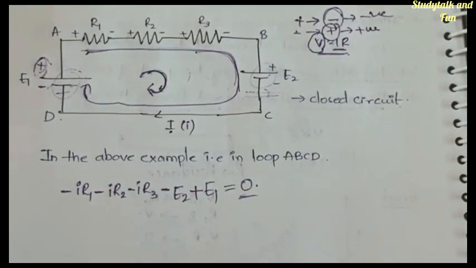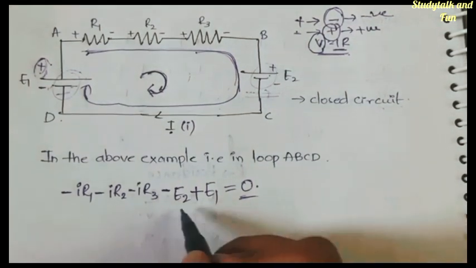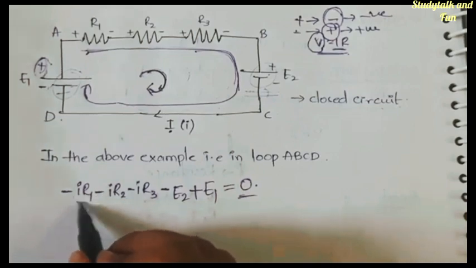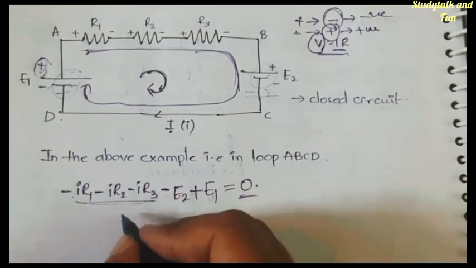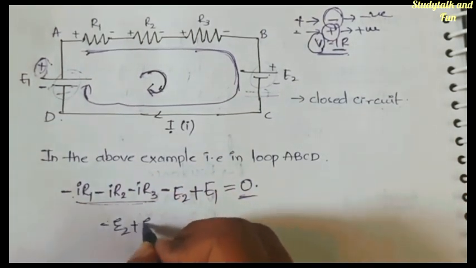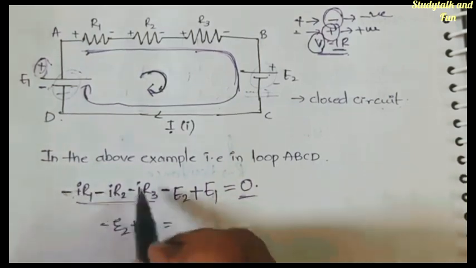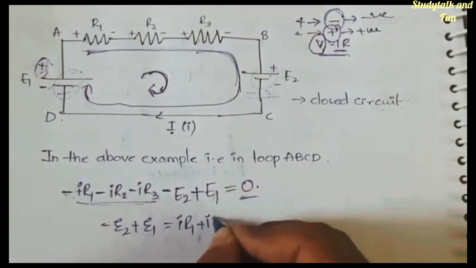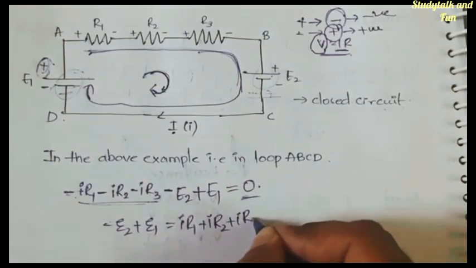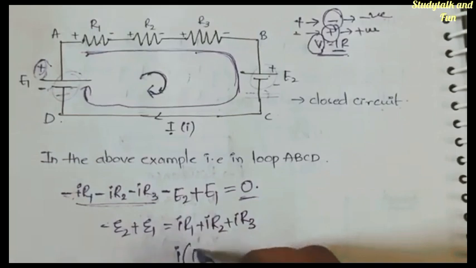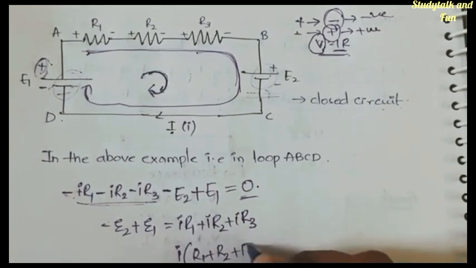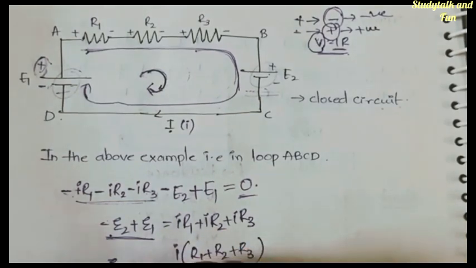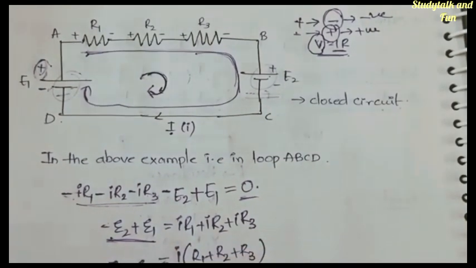So what you can do here, like minus R1, R2, R3, let us send it to that side. So it becomes minus E2 plus E1 is equal to minus. When it comes to this side, it becomes positive, right? Now you can take I common. Okay, minus E2 plus E1 can be written as E1 minus E2 is equal to.